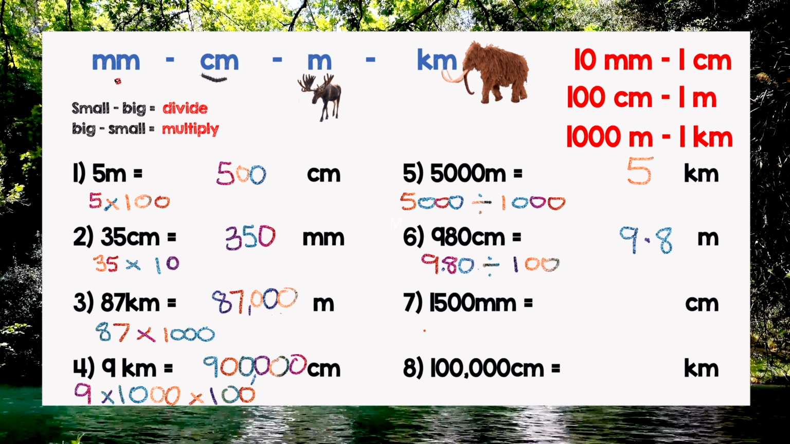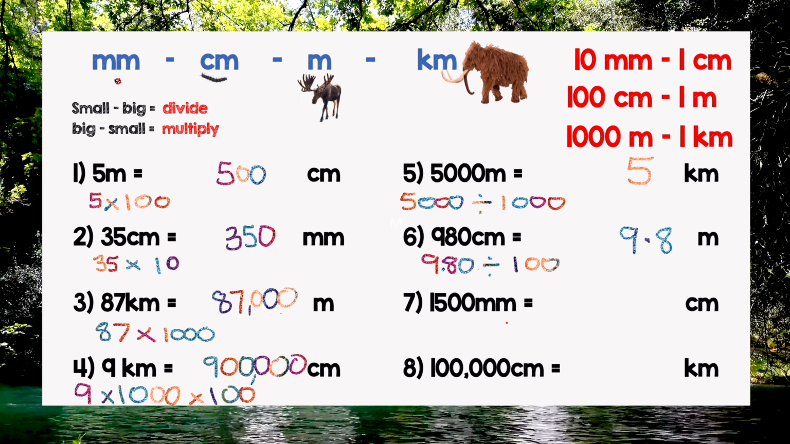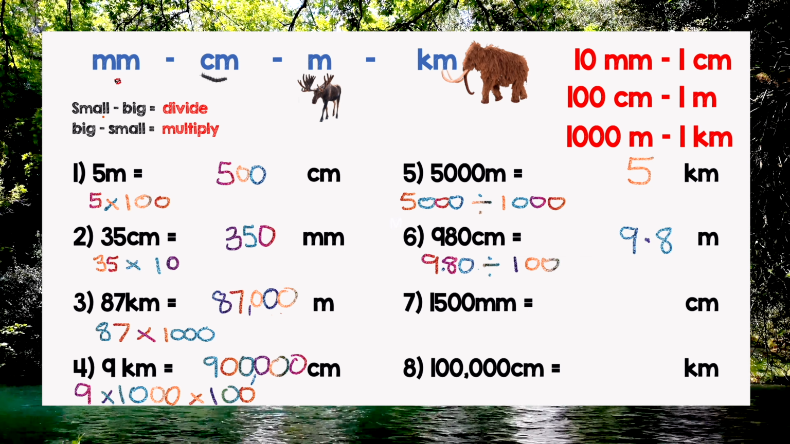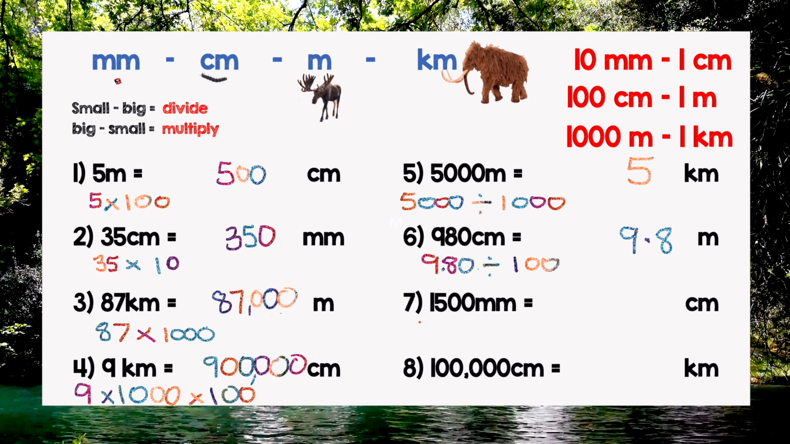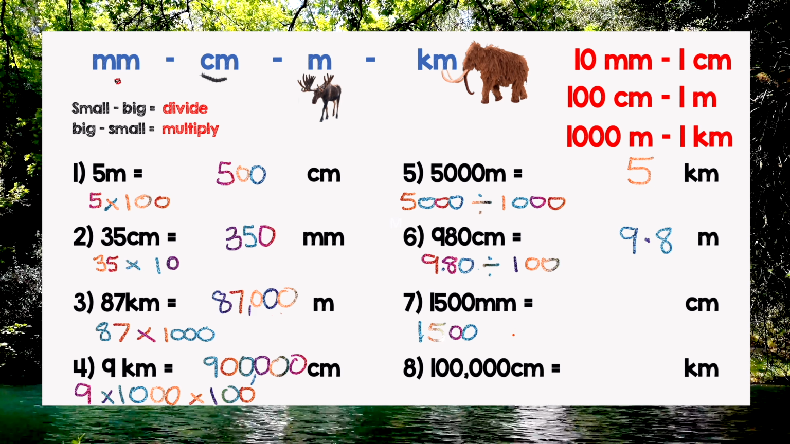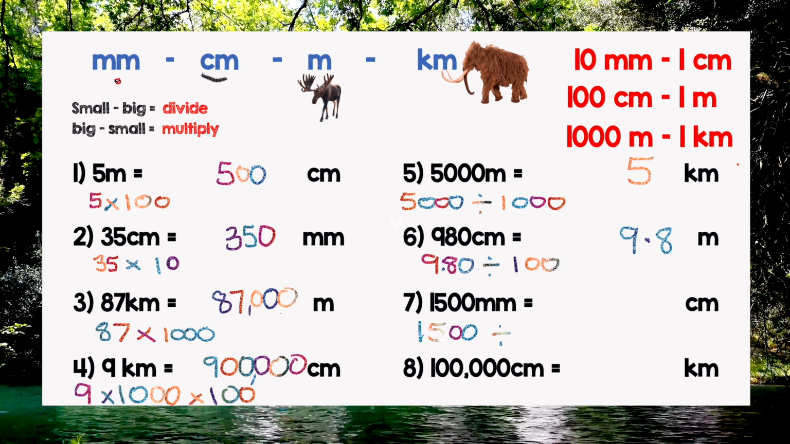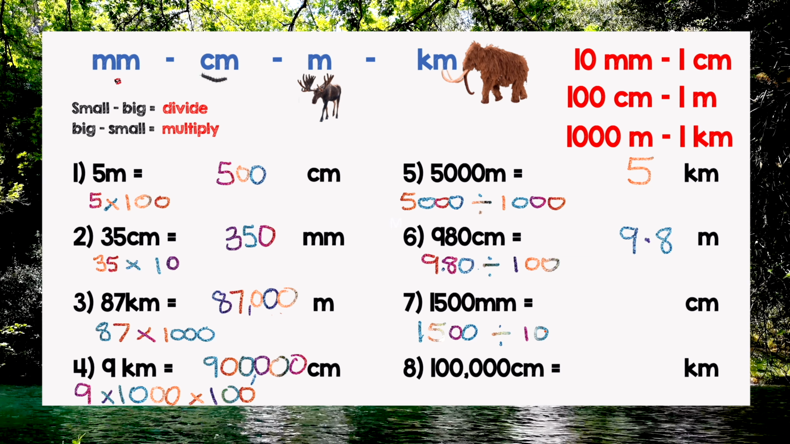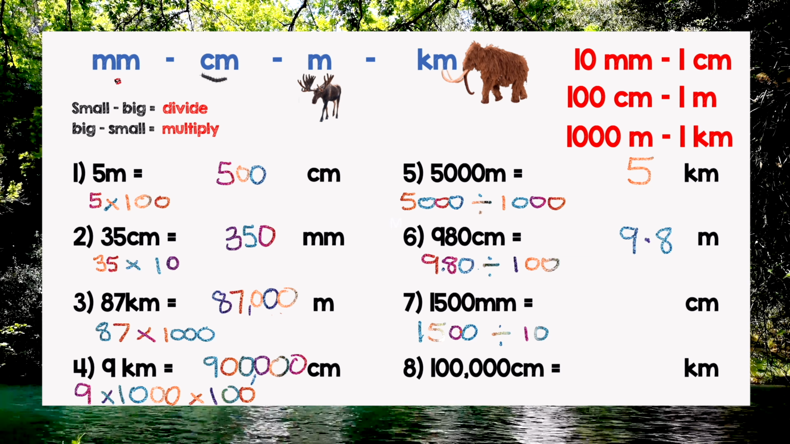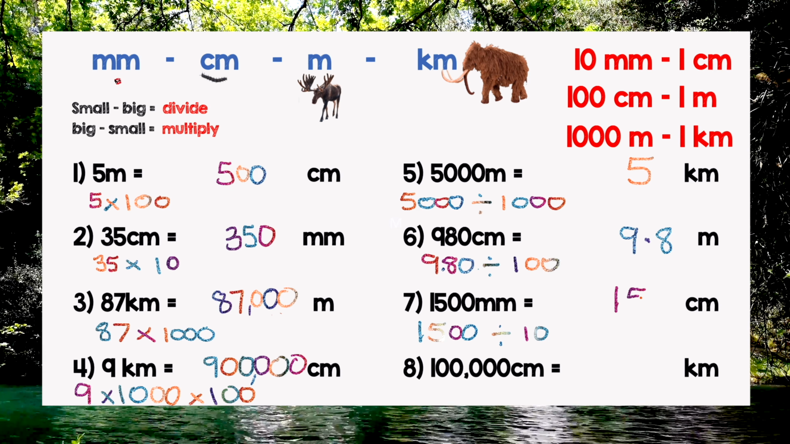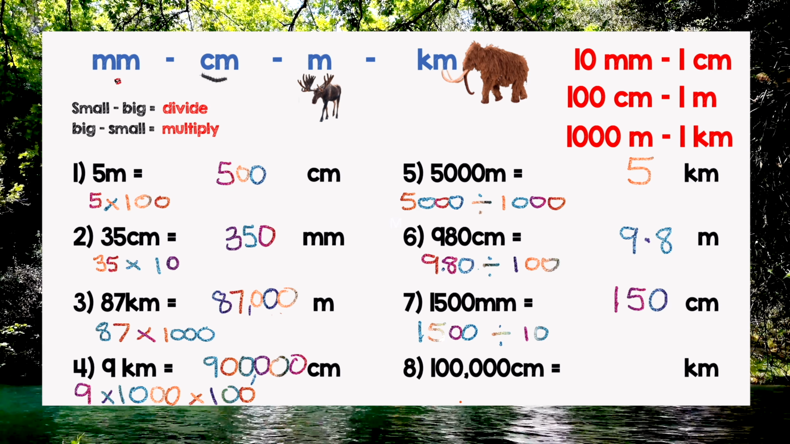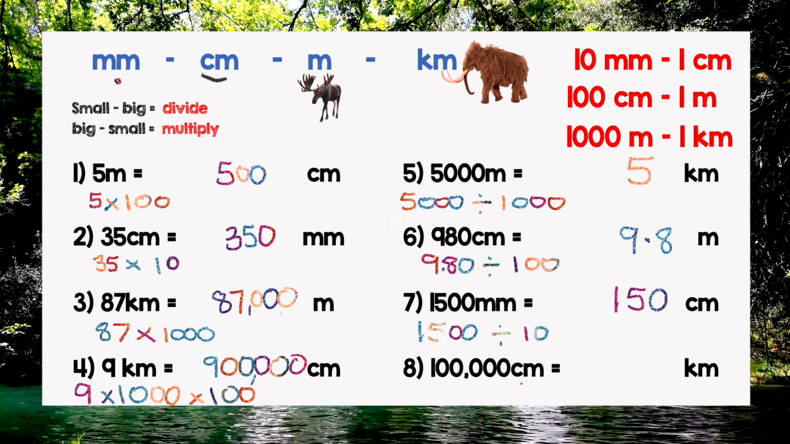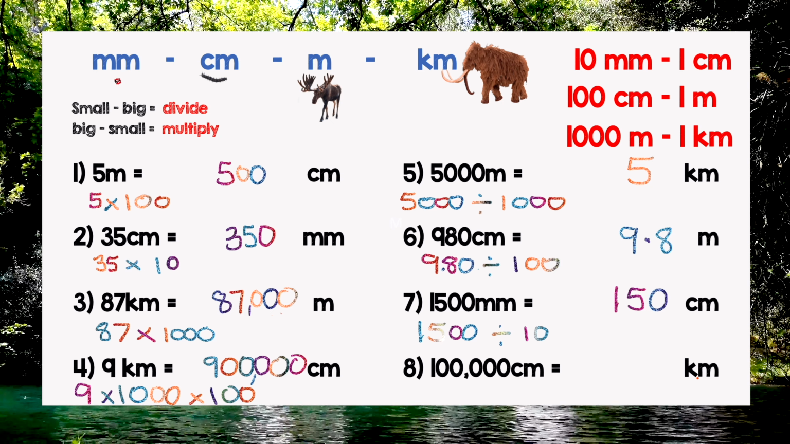Moving on to question number 7, 1,500 millimeters to centimeters. Millimeters to centimeters is small to big, so we divide. So we divide 1,500 by, and there are 10 millimeters in 1 centimeter, so we're dividing by 10. So we are moving this place over by 1, so we end up with 150 centimeters.